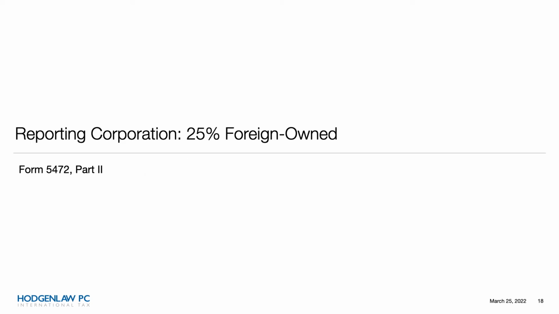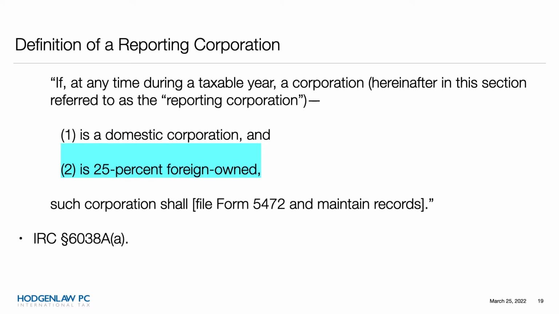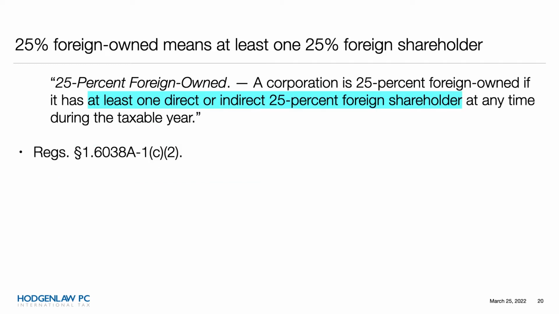So let's move on to the second barrel, the 25% owned. So again, we go to the core definition of what's a reporting corporation here in the code, and it says 25% owned. What does that mean? Well, what it means is you have at least one 25% or more foreign shareholder at any moment in the tax year. So even a day, right? Even a minute.